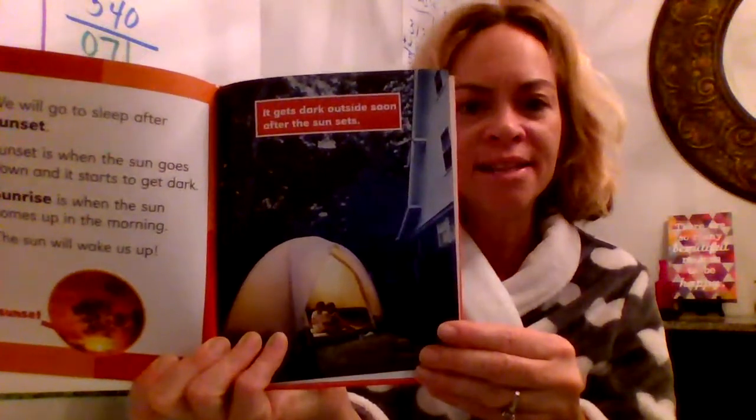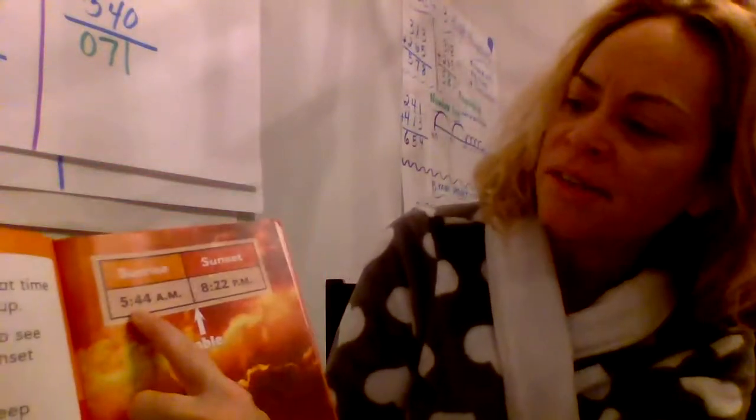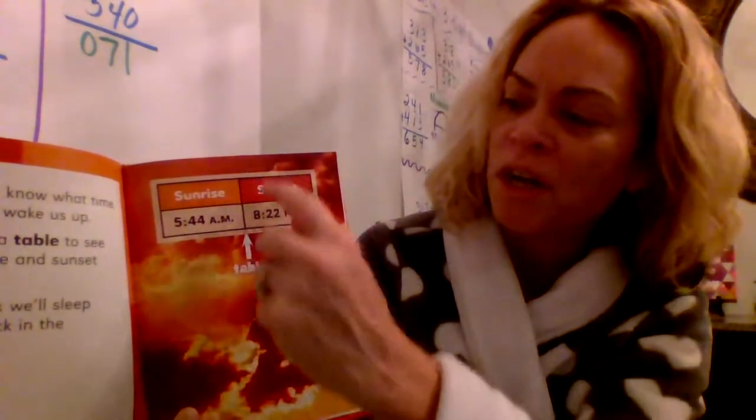It gets dark outside soon after the sun sets. That looks fun. Maybe some of you have camped out in the backyard. We want to know what time the sun will wake us up. We look at a table to see when the sunrise and sunset will be. Do you think we'll sleep past 6 o'clock in the morning? Okay, so the sunrise, that means it comes up at 5:44 a.m. That's really early. And the sun sets at night at 8:22 p.m. And then here's your label with the word table.